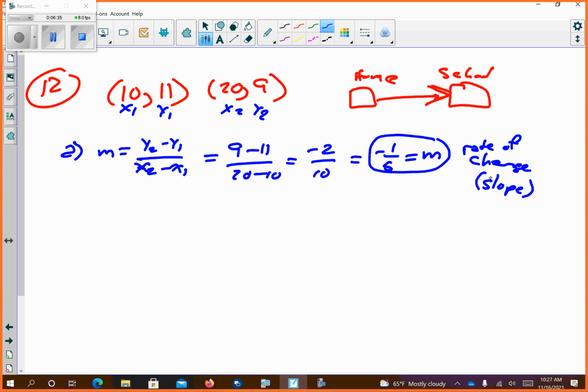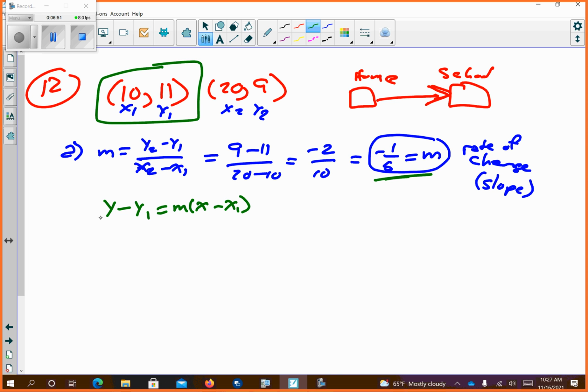And then we're going to find the equation. I'm going to use point slope. Being I already labeled this x1 and y1, I'm going to plug those values in. I'm going to ignore the 20, 9, and I'm also going to plug the slope in. So I'm going to get y minus 11 equals negative 1/5 times (x minus 10). So let's write the linear equation in function form. Function form means it's going to look like this.